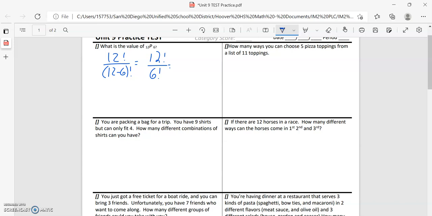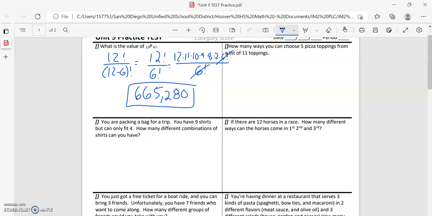And we can write the top as 12 times 11 times 10 times 9 times 8 times 7 times 6 factorial, over 6 factorial. And we are going to cancel those out. What we're left with is 12 times 11 all the way down to 7, which equals 665,280. Question 2 is how many ways can we choose 5 toppings from a list of 11?